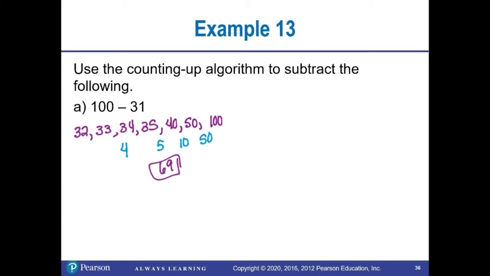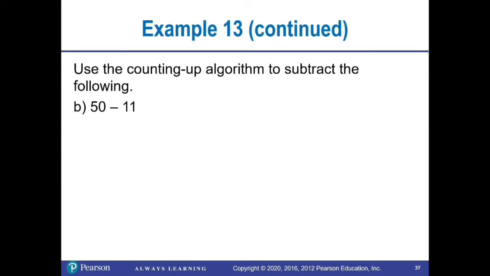Let's look at another example with counting up. 50 minus 11. I start at 11 and I want to count up to 50. So 12, 13, 14, 15. I need to think about multiples of 10, so 20, and then 50.